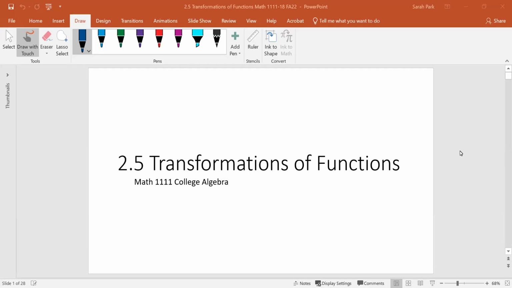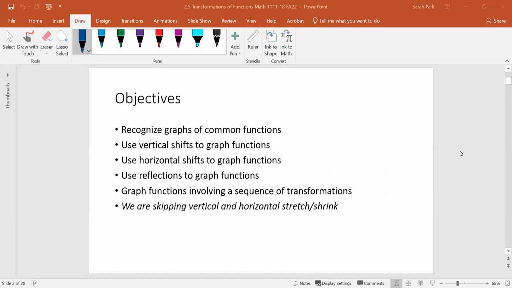Hello, everyone. Today we're going to take a look at 2.5, transformations of functions. The objectives are to recognize graphs of common functions. We're going to do vertical shifts, horizontal shifts, and also reflections to graph functions. Then we're going to take those and graph a sequence of transformations. But we're going to skip vertical and horizontal stretch or shrink.